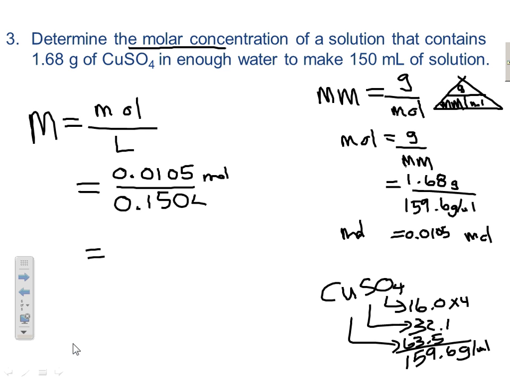Conrad, what do you got? I got 0.0702 moles per liter. Supporters on that? Okay. All right. So you'll notice there, we were given grams. We needed our good old molar mass equation to figure out the moles, and then we could put it in.